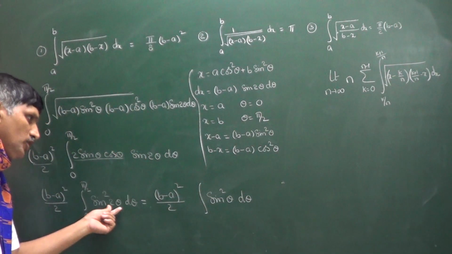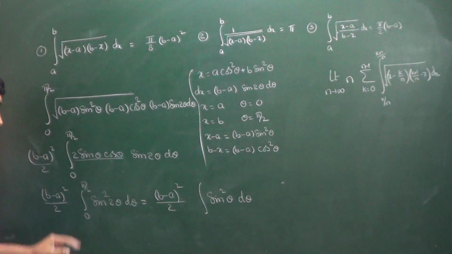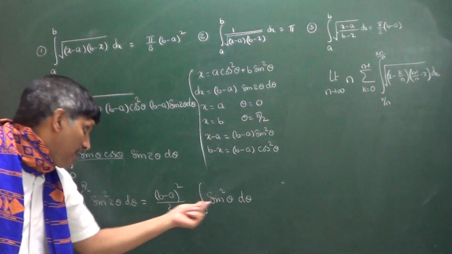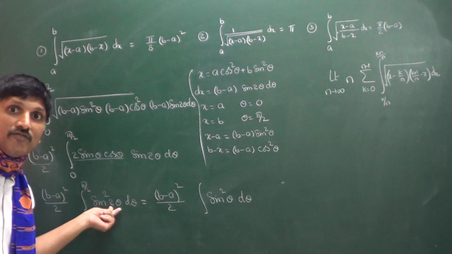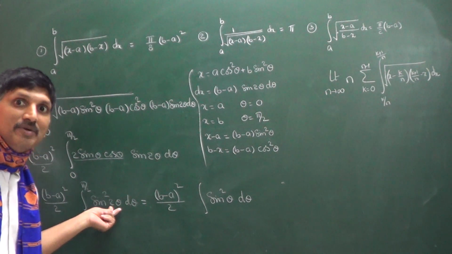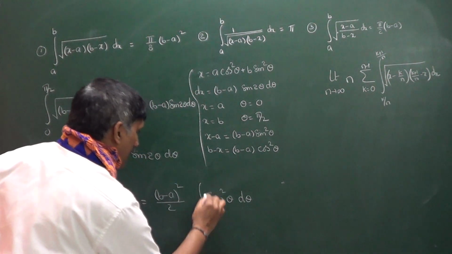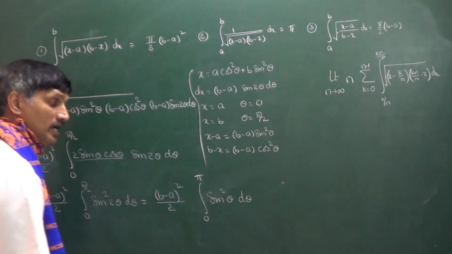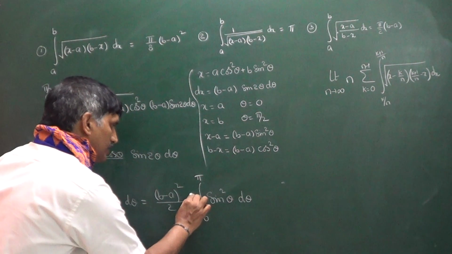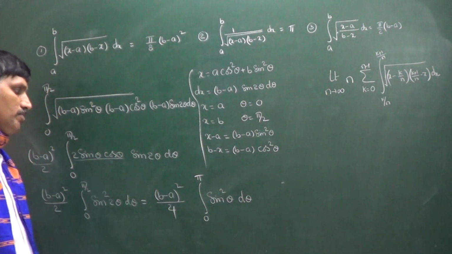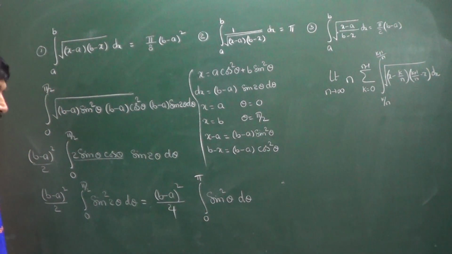In place of 2 theta we are writing theta, which means the limits change, because we are dividing by 2. When we are dividing by 2, we have to multiply the limits by 2. That's why it becomes 0 to pi. Outside, you will also get an extra 1 by 2.